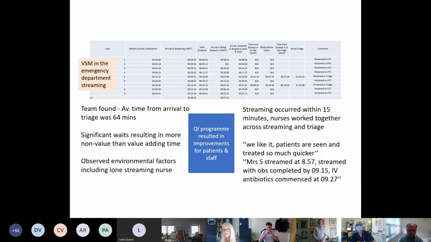And then we were able to gather some feedback. So the staff liked it, the patients are seen and treated much quicker, so they felt it was safer. And there was one lady particularly that was streamed that was clearly unwell and actually had sepsis. And actually within 30 minutes, she was having IV antibiotics. If she'd been in the previous scenario as a walk-in patient, she may not have been seen for an hour. And we know how risky that is for patients. Thanks, Nick.